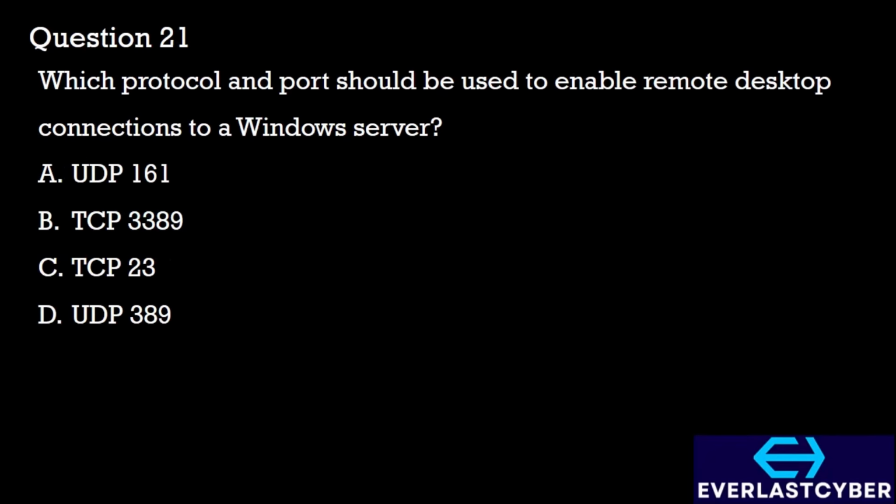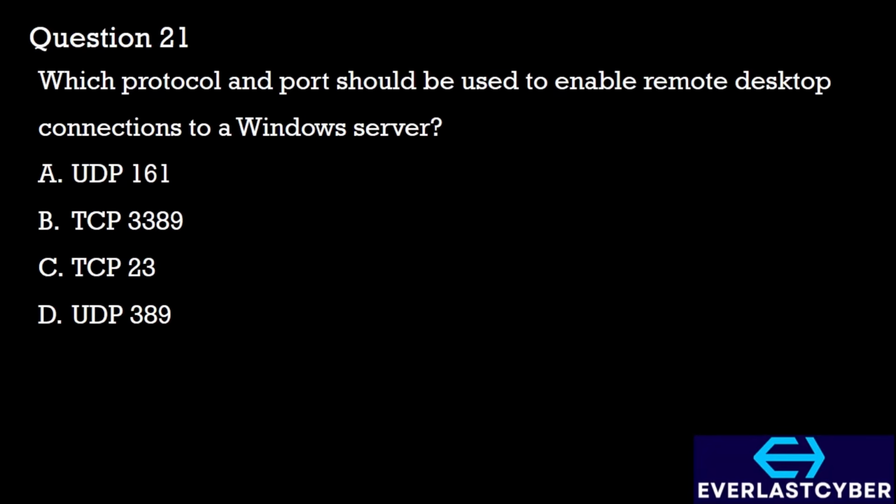Question 21. Which protocol and port should be used to enable remote desktop connections to a Windows server? A, UDP 161, B, TCP 3389, C, TCP 23, D, UDP 389. The remote desktop protocol uses TCP, so we should be looking at options B or C. We've eliminated options A and D because we've already established that the RDP uses TCP. So let's take a look at the two options we have for TCP.